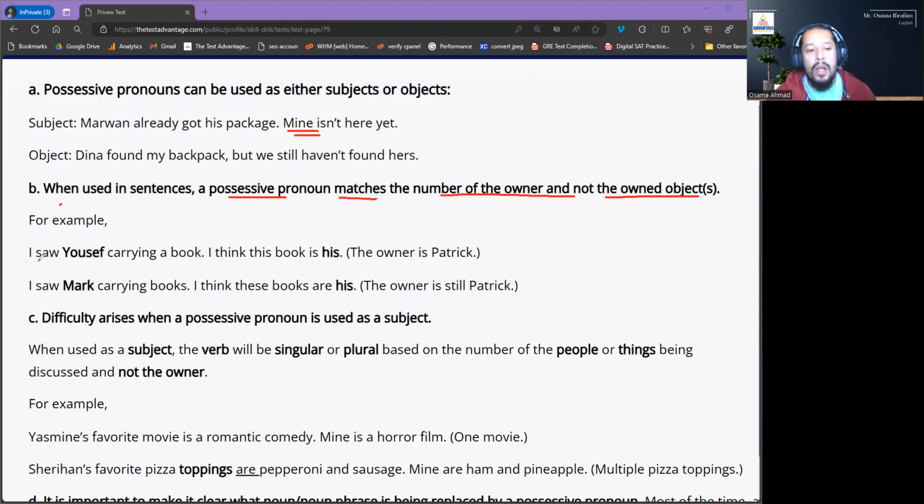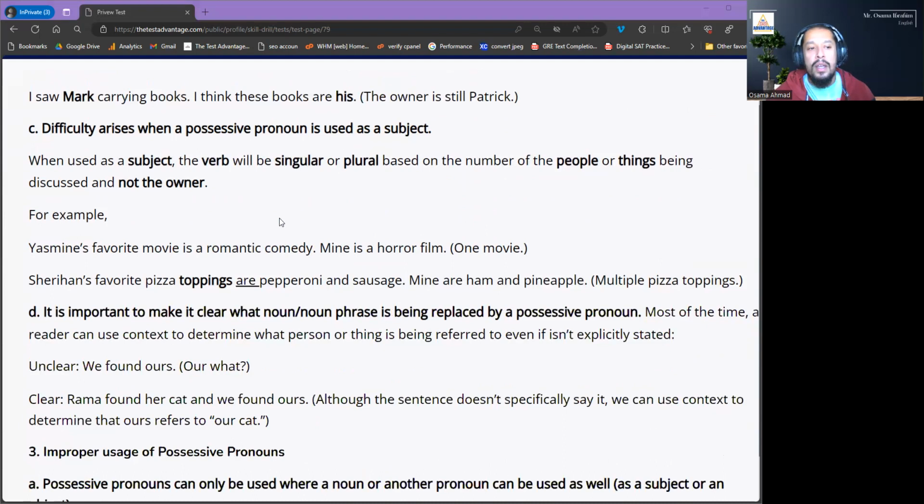For example, I saw Yusuf carrying a book. I think this book is his. The owner is Patrick, sorry about that. Right? I saw Mark carrying books. I think these books are his. So again, a possessive pronoun follows the noun, not the object owned. What do I mean by this? Mark is carrying books. So some people will get confused and say theirs. So don't be confused. Always find the correct noun.